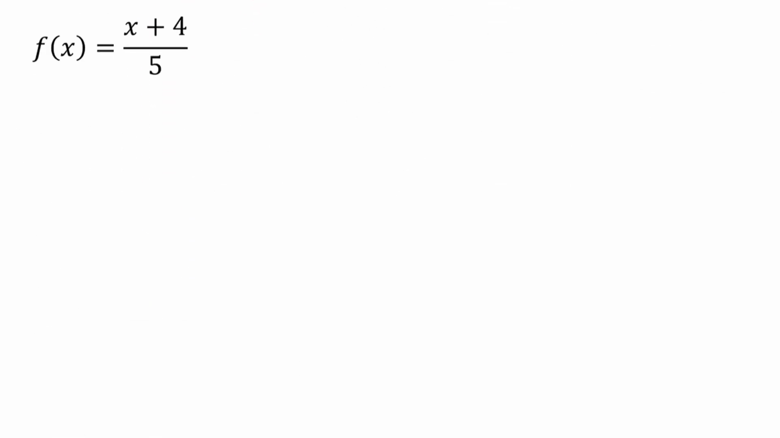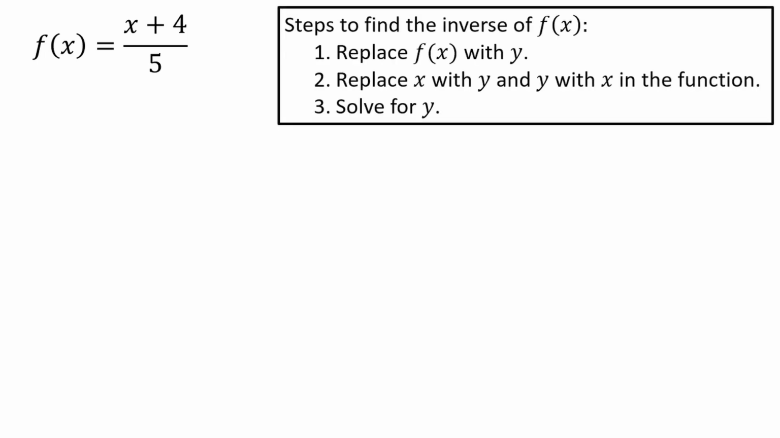Let's try another example of finding the inverse. Say we have f of x is equal to (x plus 4) divided by 5, and we want to find the inverse. The steps are to first replace f of x with y, so that we have y is equal to (x plus 4) divided by 5. Next, switch x and y around so that we have x is equal to (y plus 4) divided by 5.